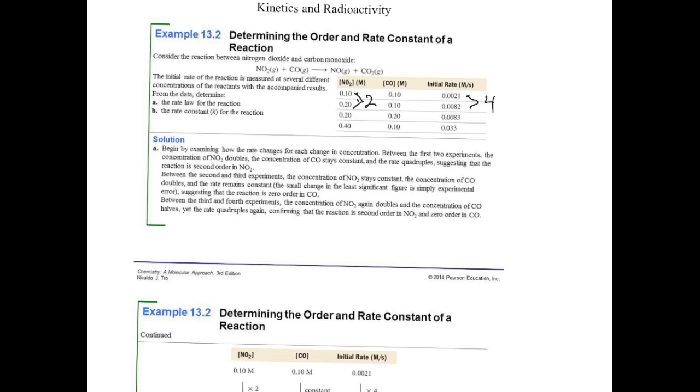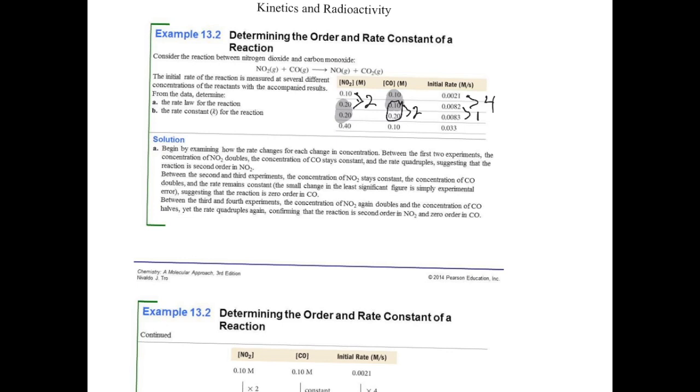We can do a similar thing. Let's find where the NO2 is the same. To help us, I'm going to highlight the ones that are the same. Okay? And then for the second experiment, we have constant NO2, and we change CO by a factor of 2. We doubled it. And what happened to our rate? Didn't change at all. No change. So when you change the concentration of CO, it doesn't lead to a change in the rate at all.